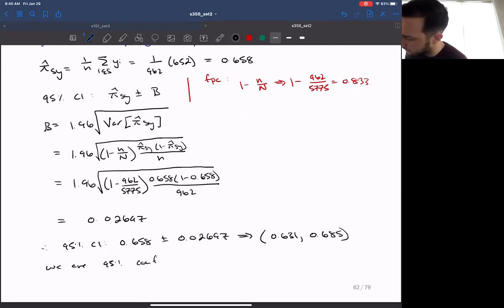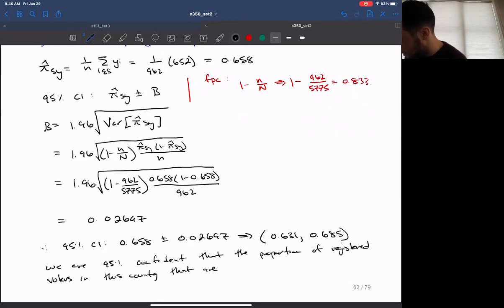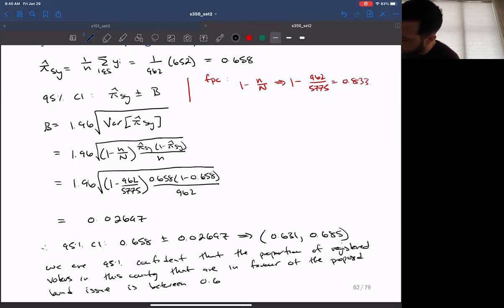So we are 95% confident that the proportion of registered voters in this county that are in favor of the proposed bond issue is between 0.631 and 0.685.